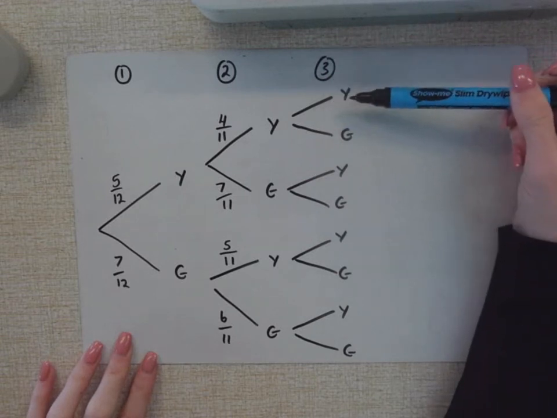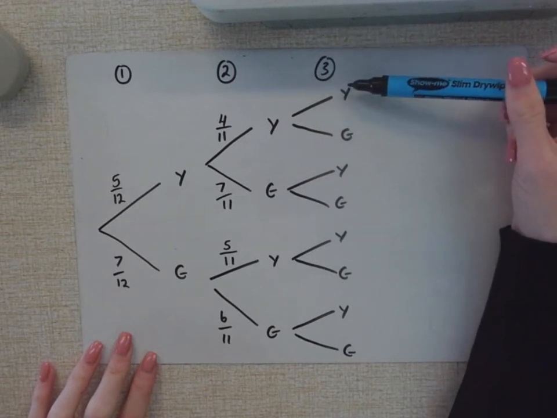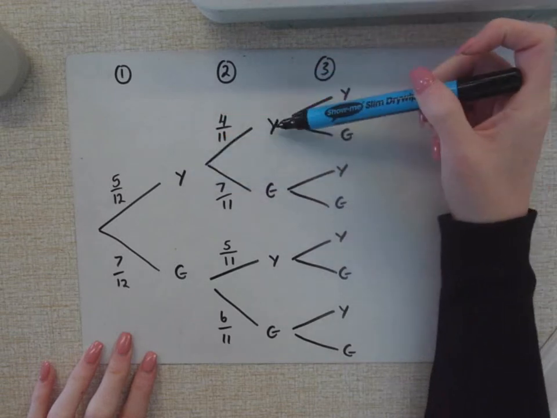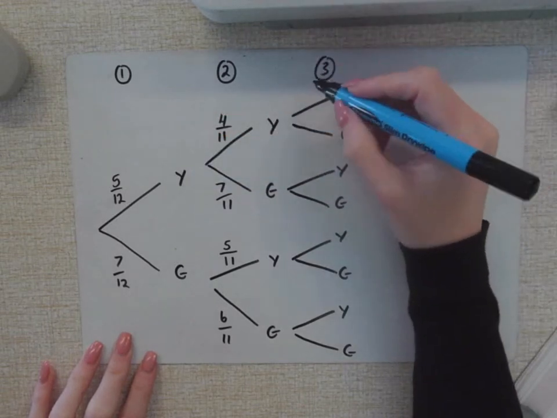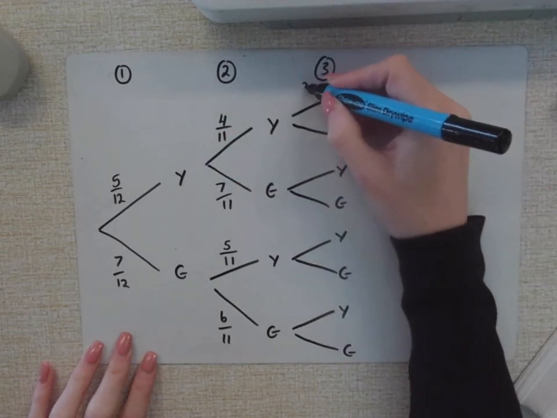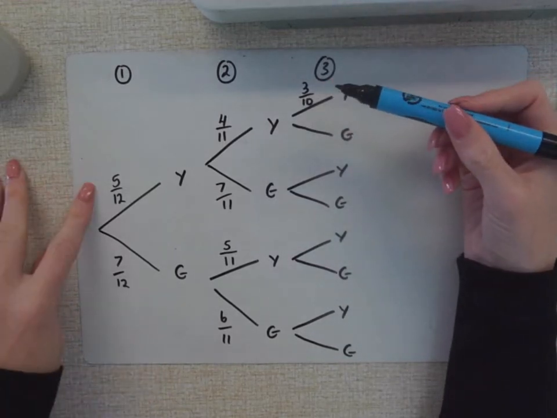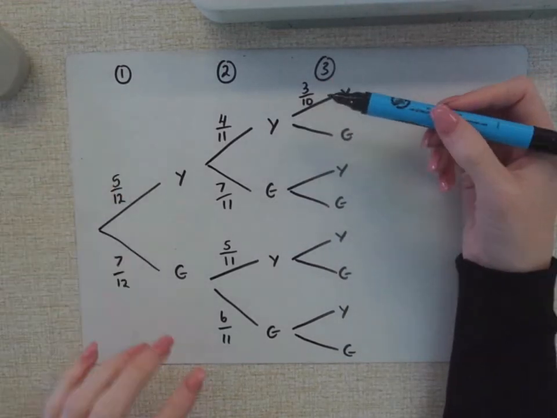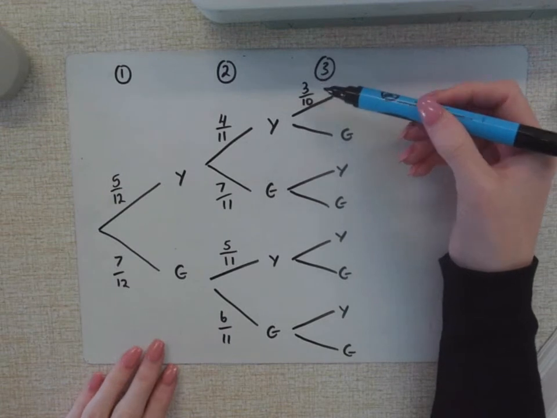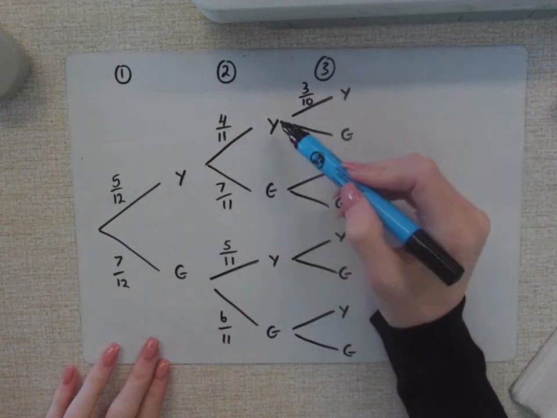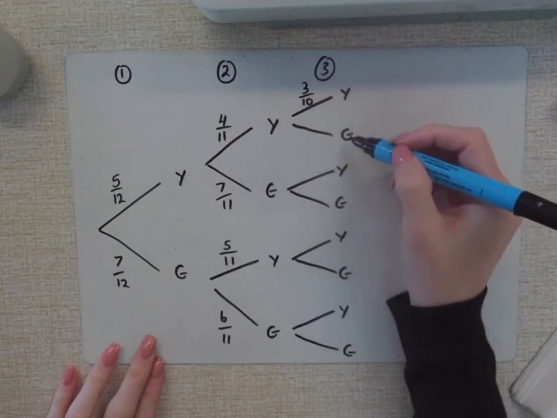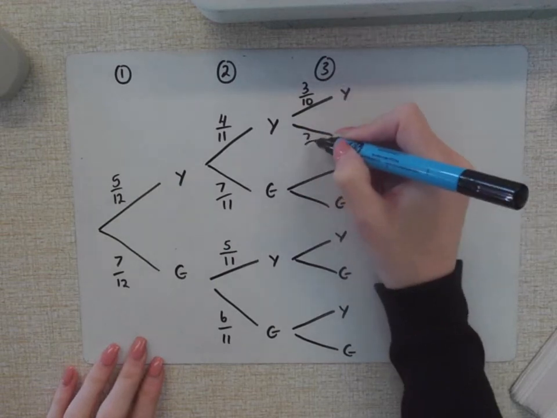Now, I'm here at this yellow. What's happened before this is a yellow was picked, then a yellow was picked. So what's the probability of getting a yellow? 3 out of 10. Okay? You had 5 yellows, then you've picked one, so you've 4, picked one, so now you've only 3. A yellow was picked, a yellow was picked. What's the probability of a green? 7 over 10. Good.